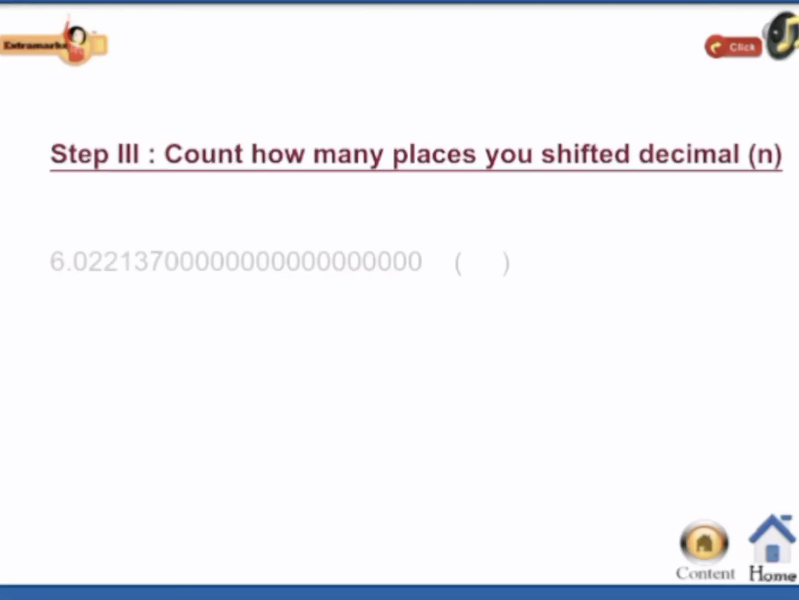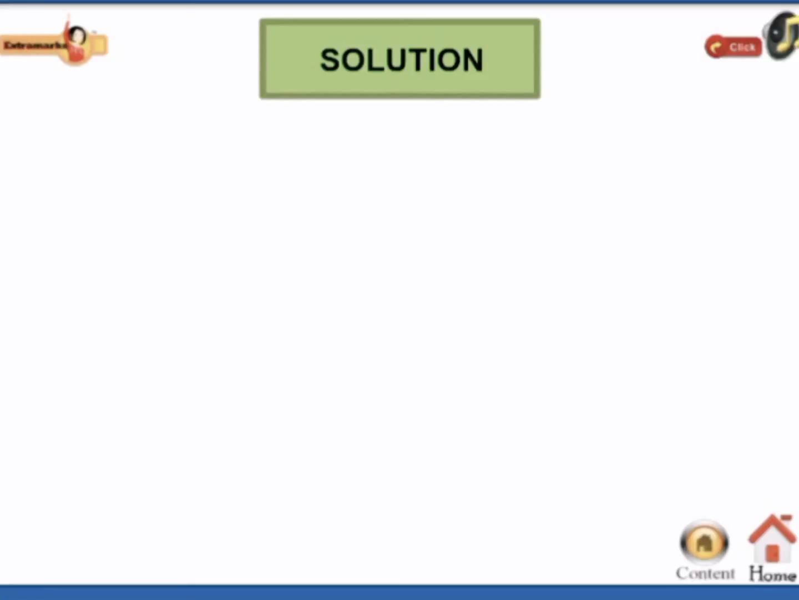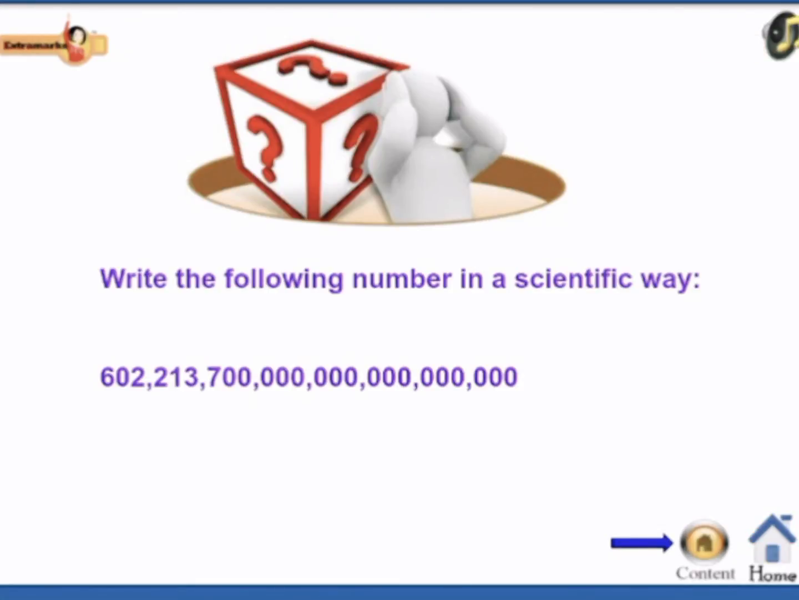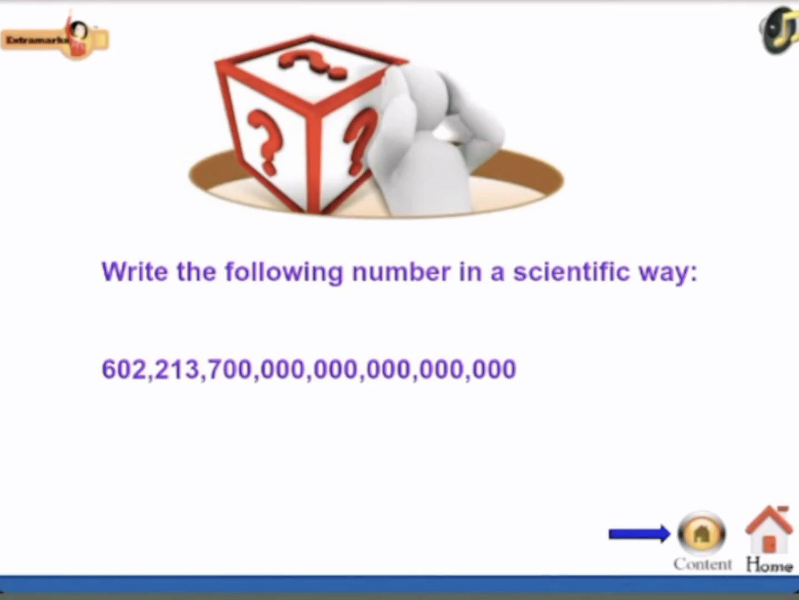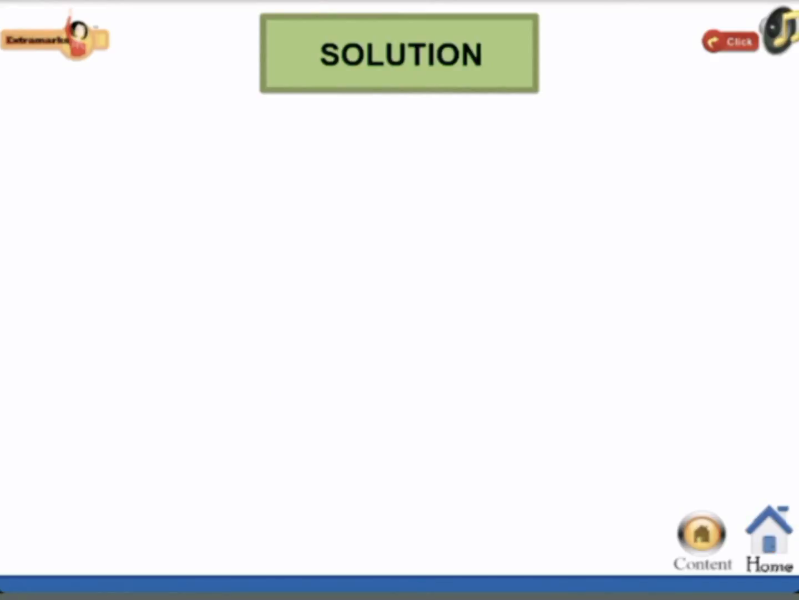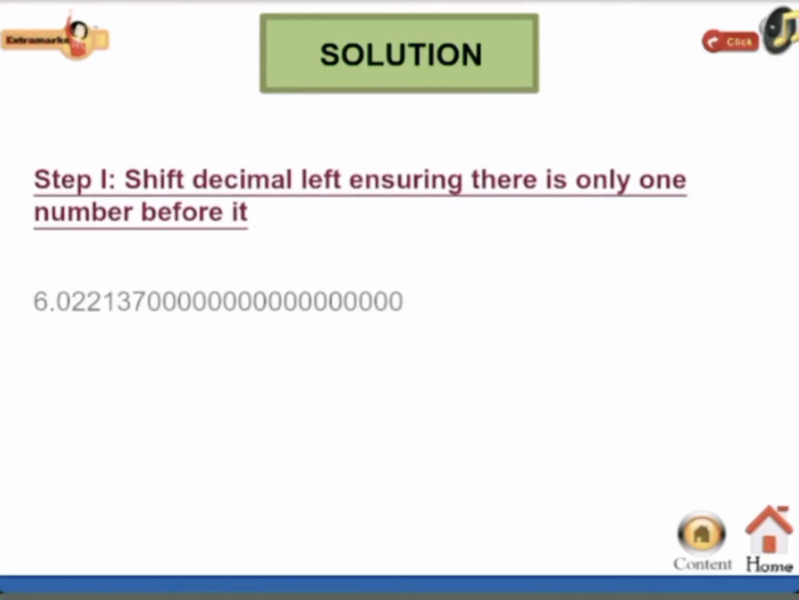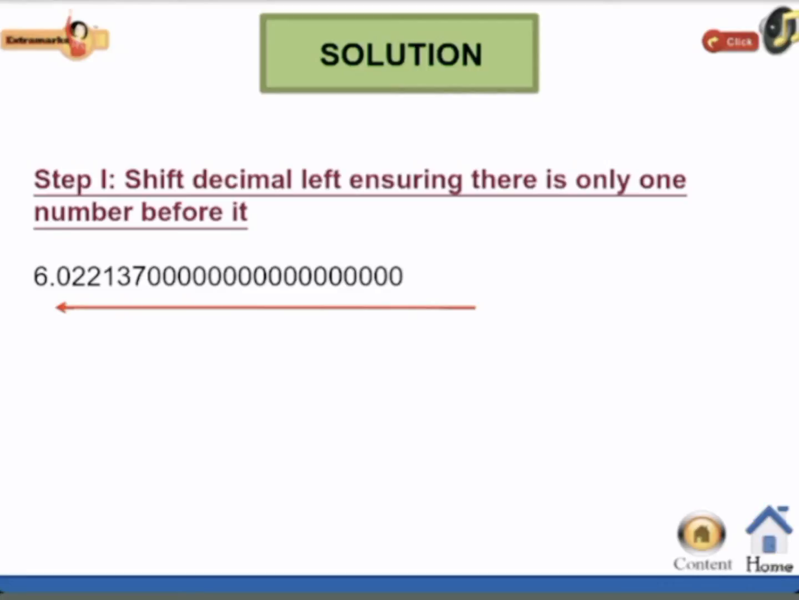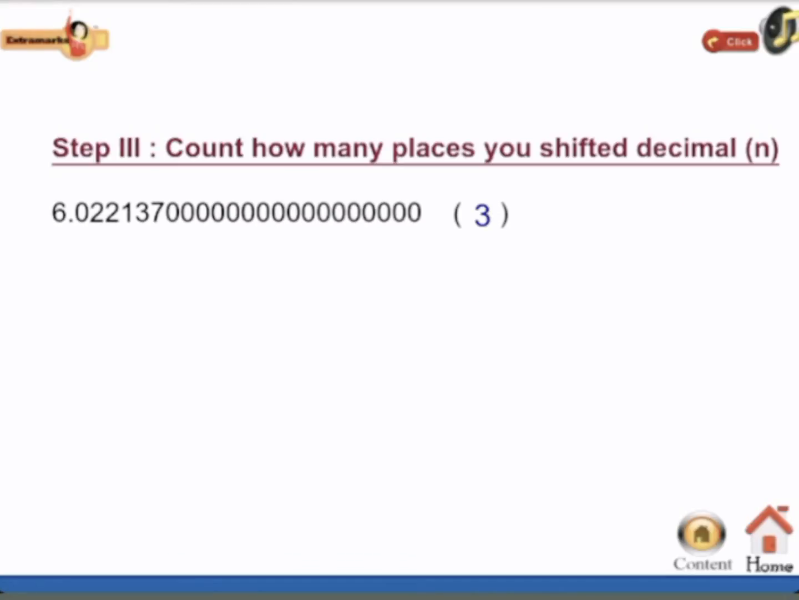Let us do some mathematical steps. We can write the number in a scientific way by simply following the given series of steps. Step 1. Shift decimal left, ensuring that there is only one number before it. Step 3. Count how many places you shifted the decimal n.